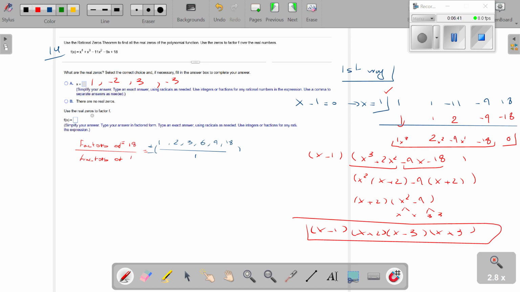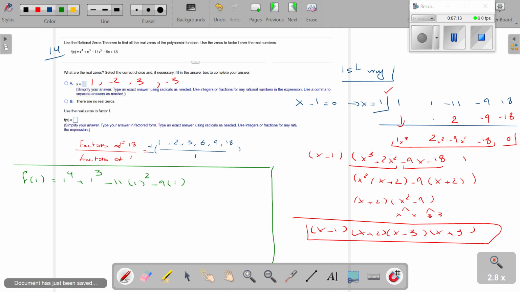Now, what is the second method to find out? The second method is this. If I want to know 1 is a zero of a function, just check f of 1. If 1 is a zero of a function, f of 1 will be equal to 0. So let's try that. Replace 1 here. 1 to the power of 4 plus 1 to the power of 3 minus 11 times 1 to the power of 2 minus 9 times 1 plus 18. When you calculate, this is equal to 0. So 1 is a zero of the function.